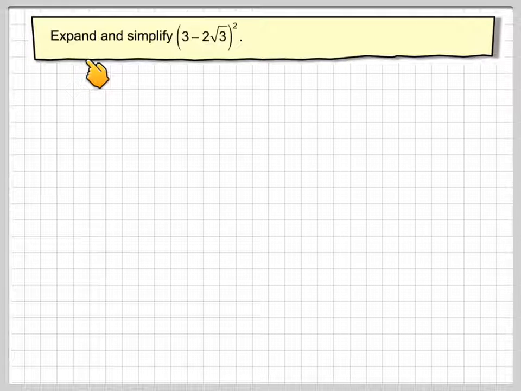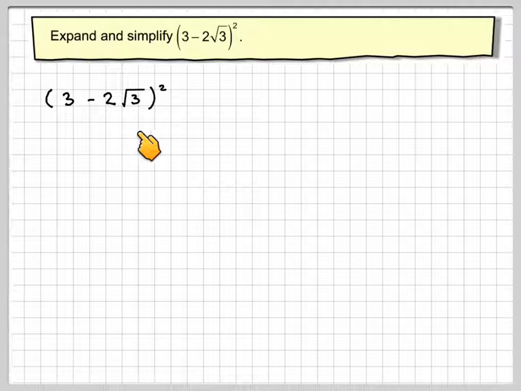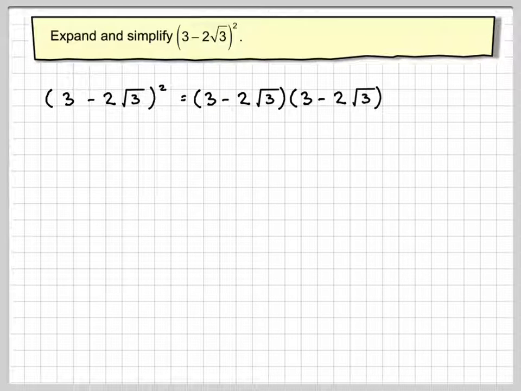Right, in this video we're going to expand and simplify (3 minus 2 root 3) all squared. Okay, so writing that down. This means 3 minus 2 root 3 times itself, so we'll write that down. Don't be tempted to just square that one and square that one, because it means something different.